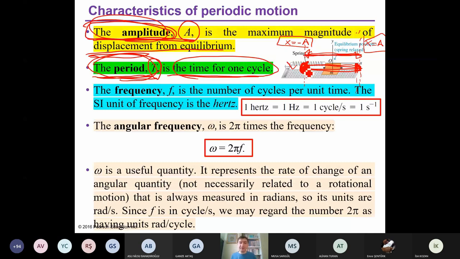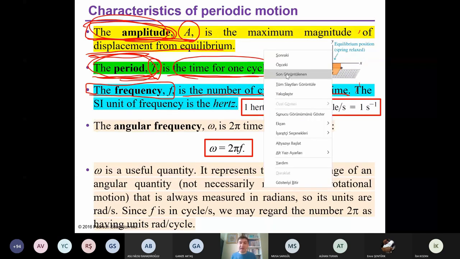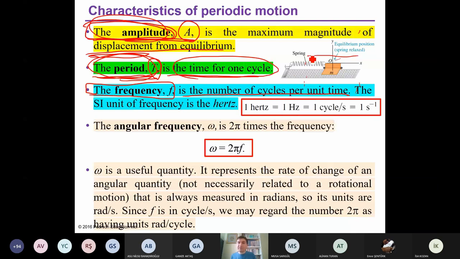And what about the frequency? Frequency is the number of cycles per unit time. Sometimes this periodic motion repeats itself very fast, in a very short time. I'm talking about less than 1 second: microseconds, nanoseconds, femtoseconds. So this system, this periodic motion, repeats itself. It is moving very fast between these two x positions, okay?